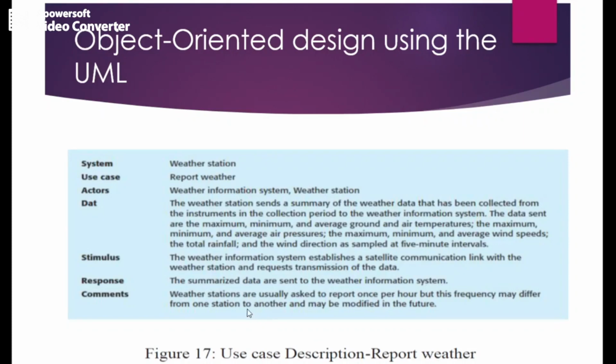Comments: weather stations are usually asked to report once per hour, but this frequency may differ from one station to another and may be modified in the future. So you know that for a 5-minute interval you are getting the details. Here the constraint is that the weather station is asked to report once per hour. So imagine how the variation is there, how the frequency of the data is.